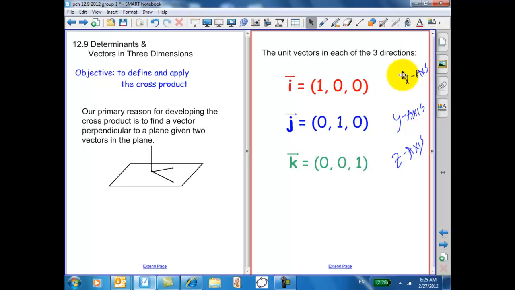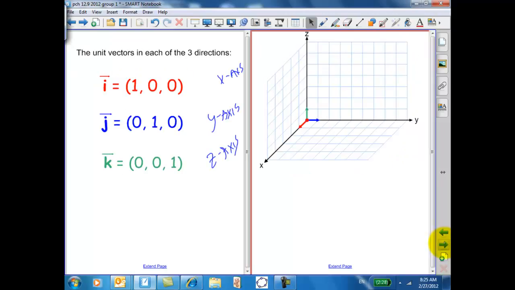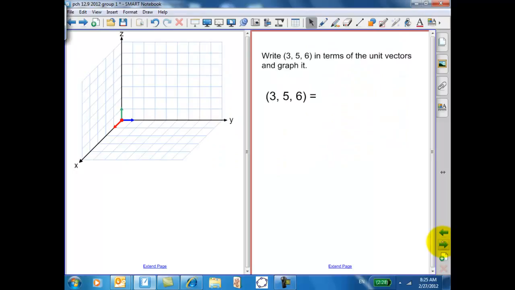So when you gave us a problem, could you say like 3J, and then 3J would just be 0, 3, 0? Yeah. So there they are in the 3D space, right? The three unit vectors, I, J, and K.